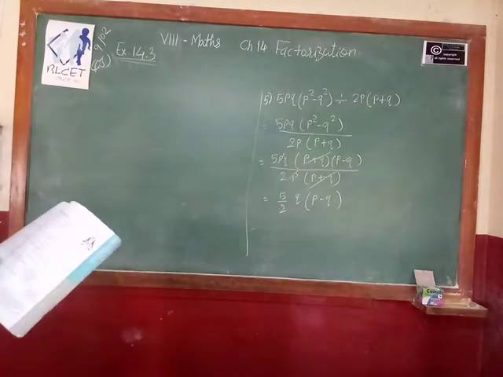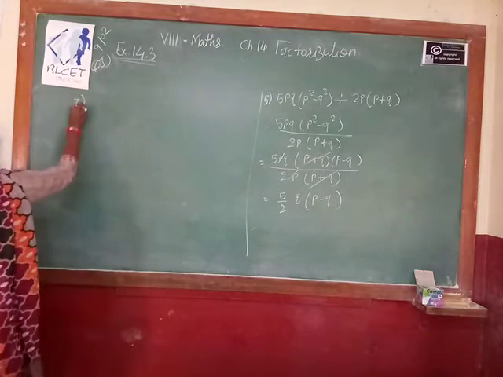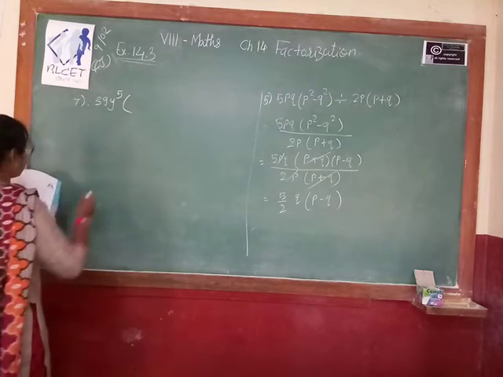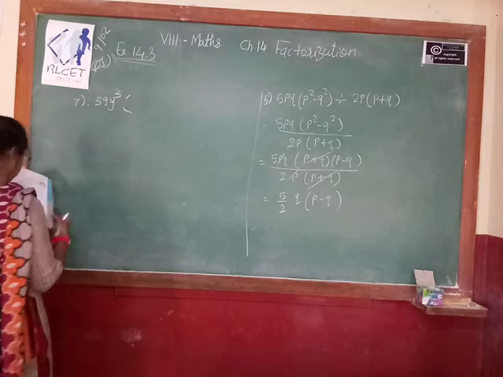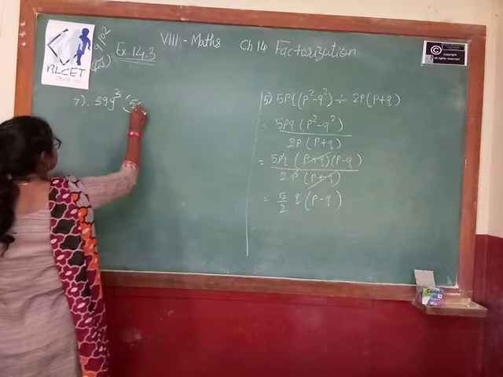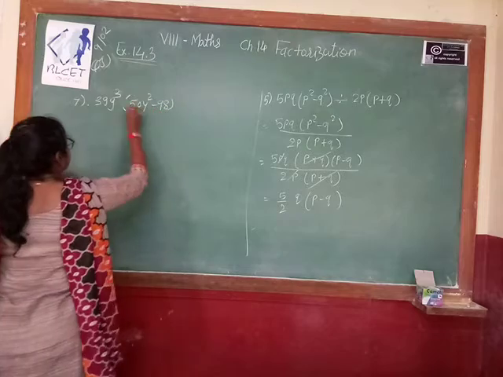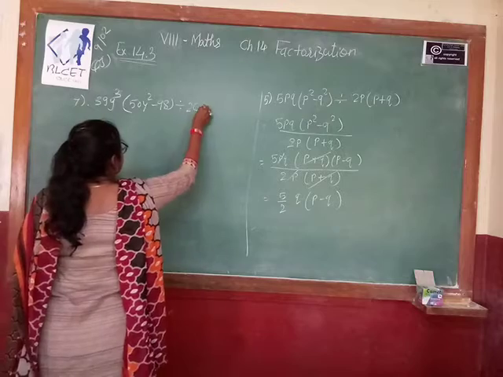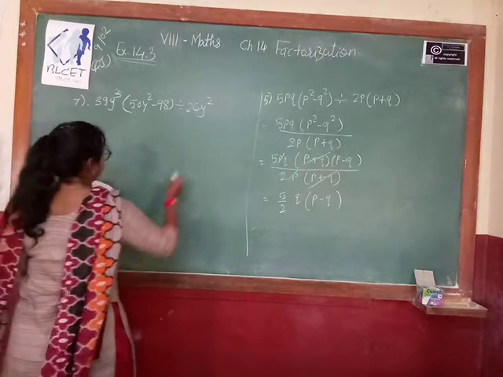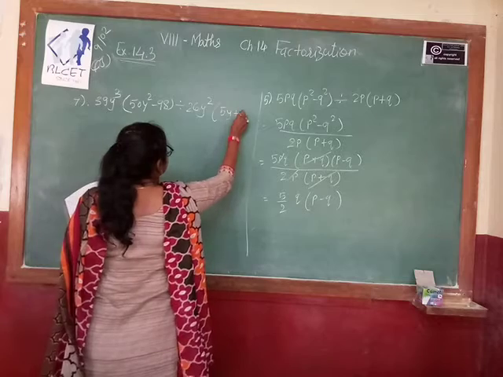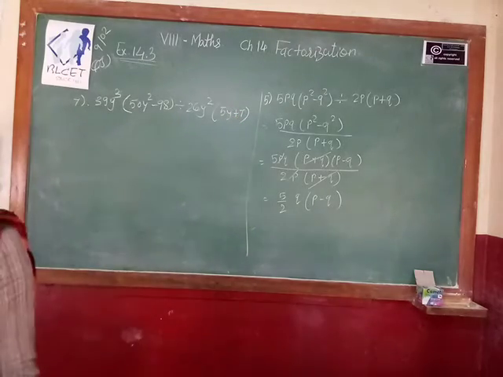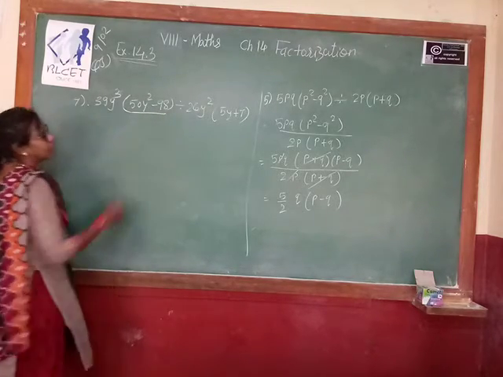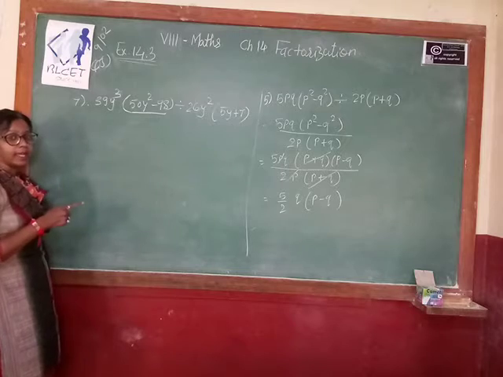Let's see. The expression is 39y cube, 50y square minus 98, divided by 26y square, 5y plus 7. So here also we are using the third identity, a square minus b square, that is a minus b, a plus b. So this we have to convert in terms of a square minus b square.